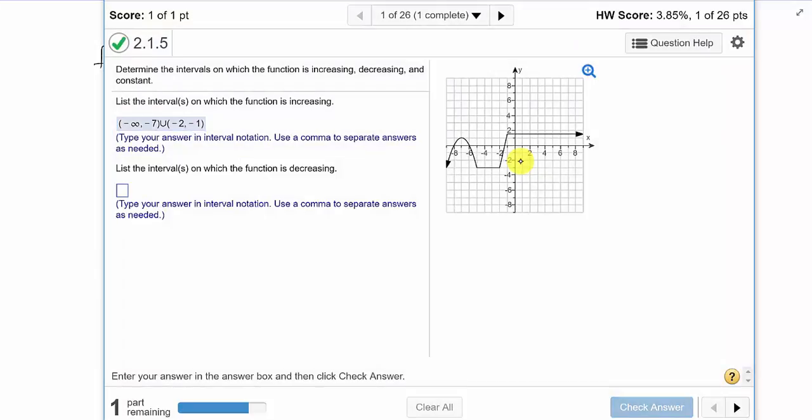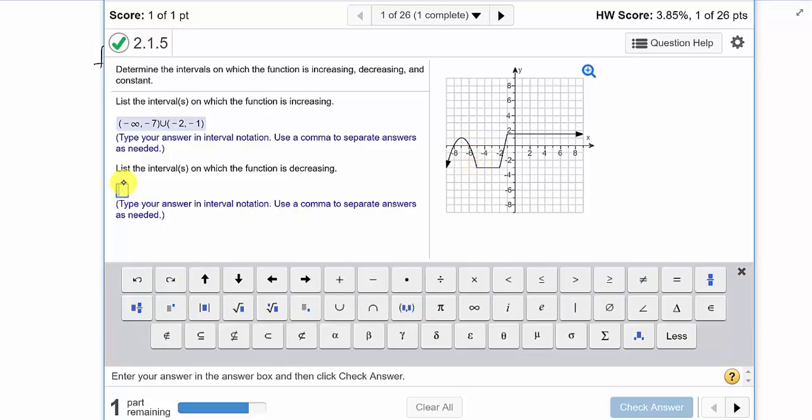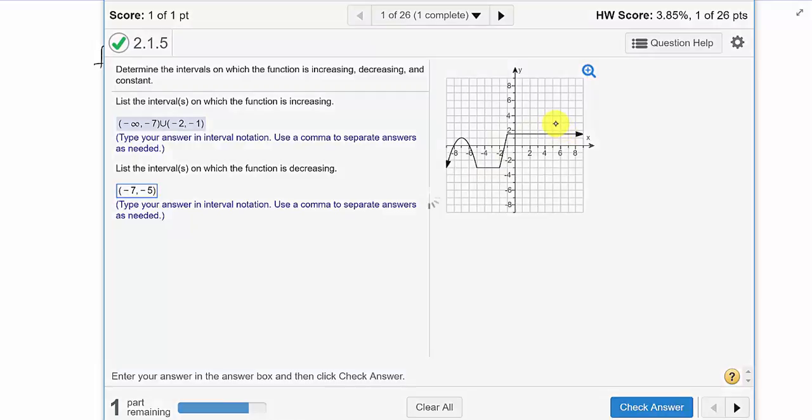Fantastic. And we want to list the intervals in which the function is decreasing. So again, we're looking at x values. So the function decreases here, and the x values there are from -7 to -5. I'm going to type that interval. Now, does the function decrease anywhere else? I don't think so. So I think that's it. I'm going to hit enter.